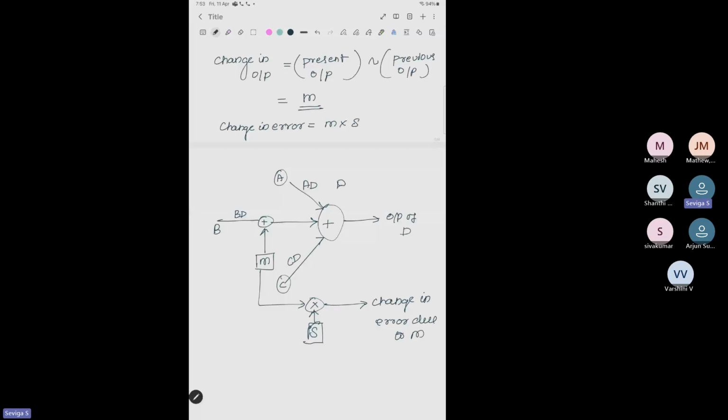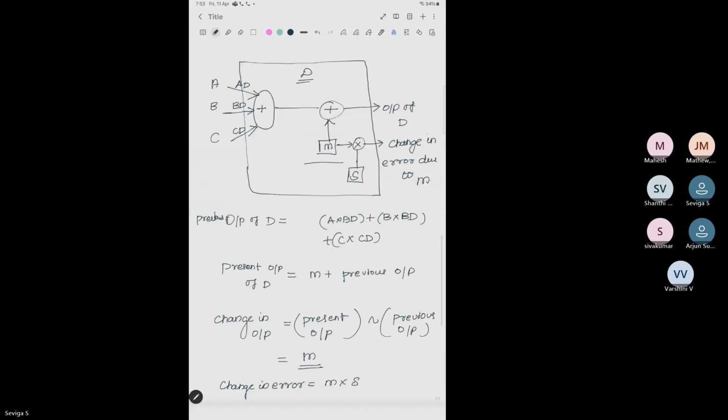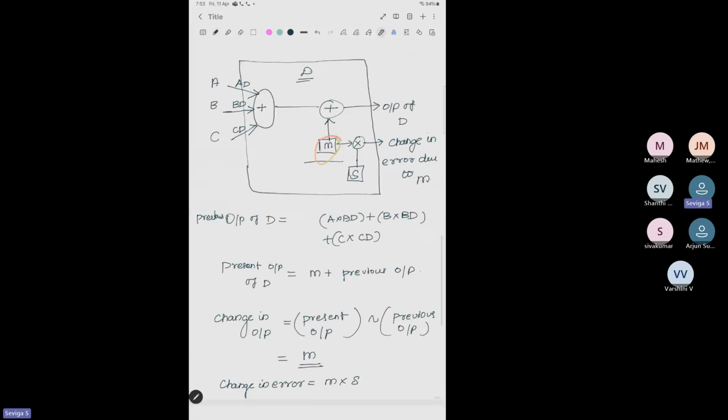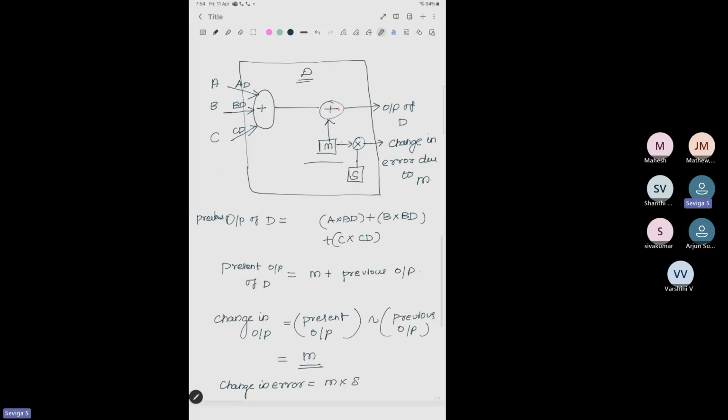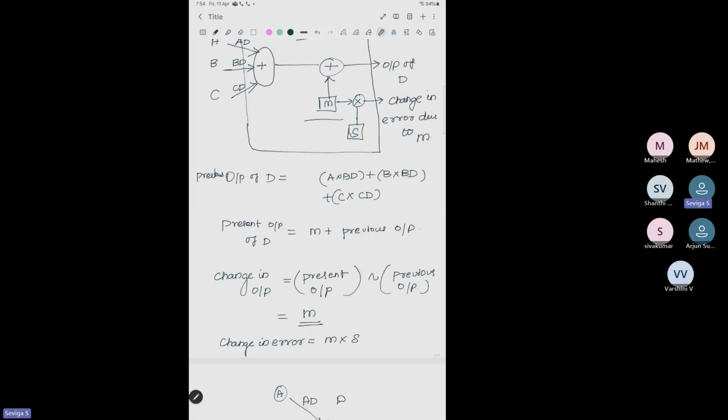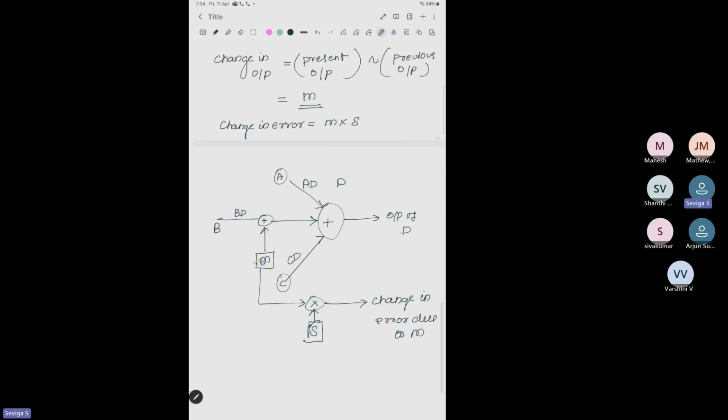So previously we saw that the arbitrary number was added after we got the output. It was added to the previous output. So we changed the previous output by adding some number to it, and then we got the change in output. The change in output can be brought about by changing one of the inputs also. Here B is one of the inputs. So after B gets multiplied with BD, I am adding a number to the input.